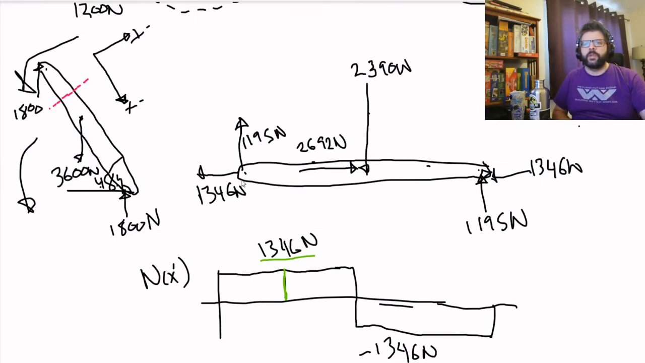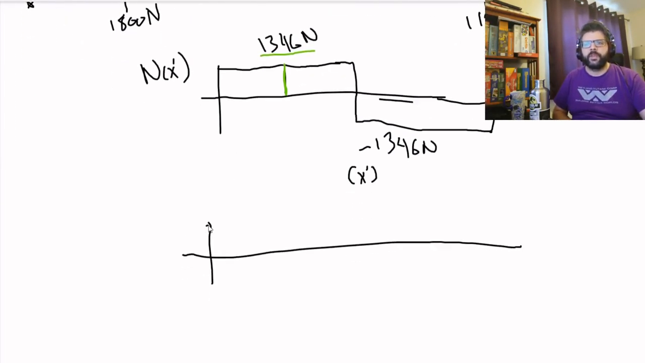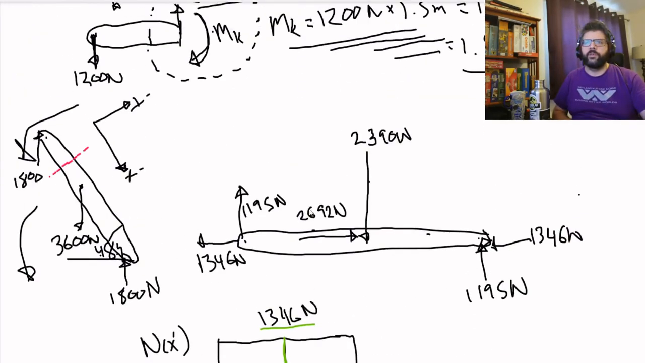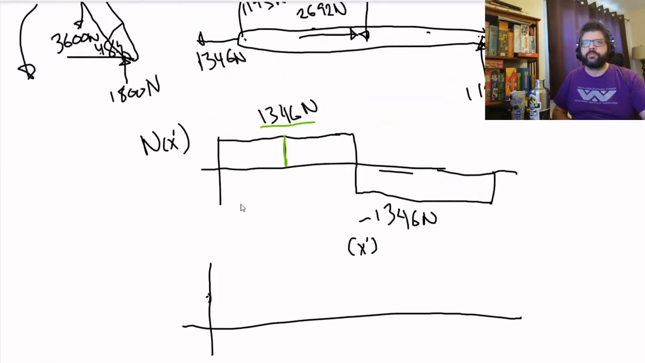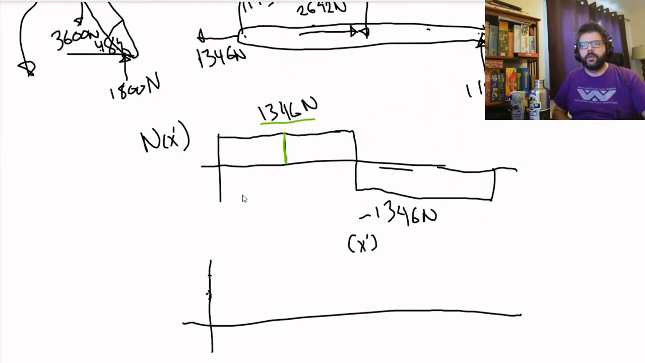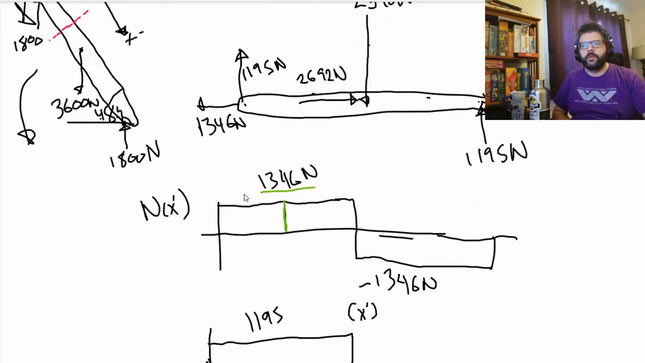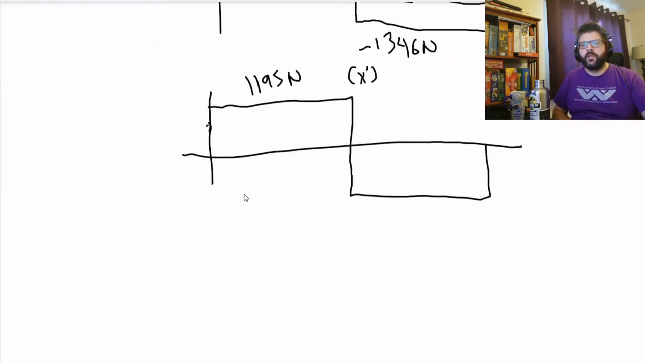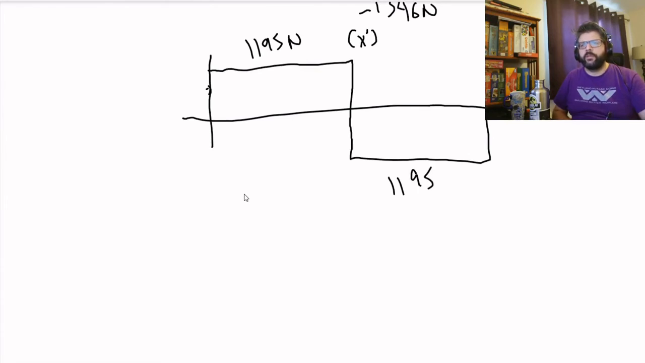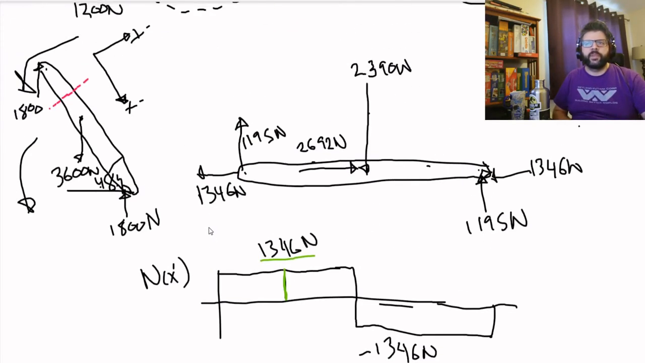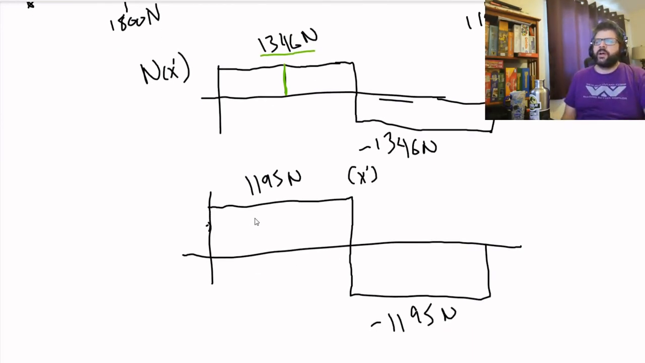So it's being pushed up right there, which means that it causes an internal positive shear load, and that continues until we get across to this point. Then it drops down until we get to this point. So that is going to have a similar shape, except the value here is $11.95.